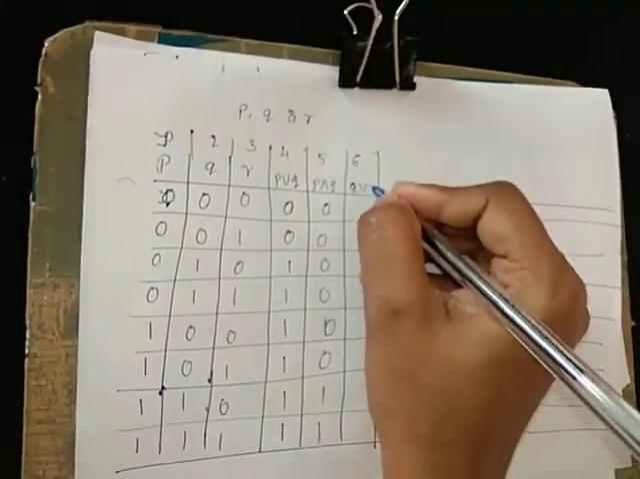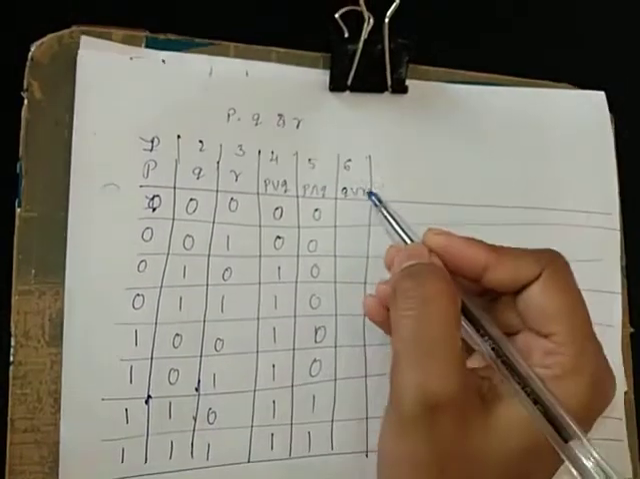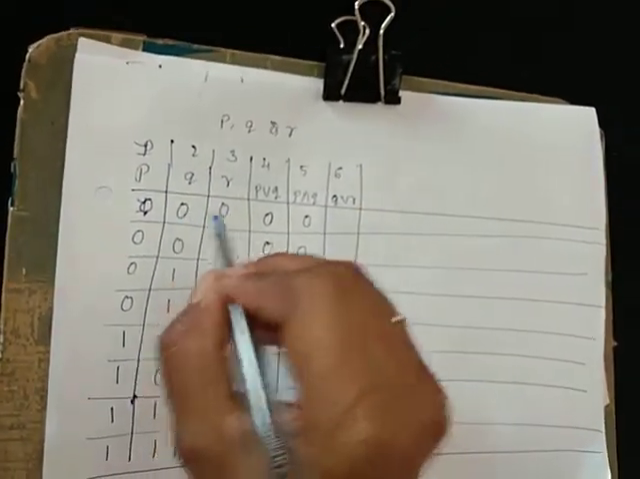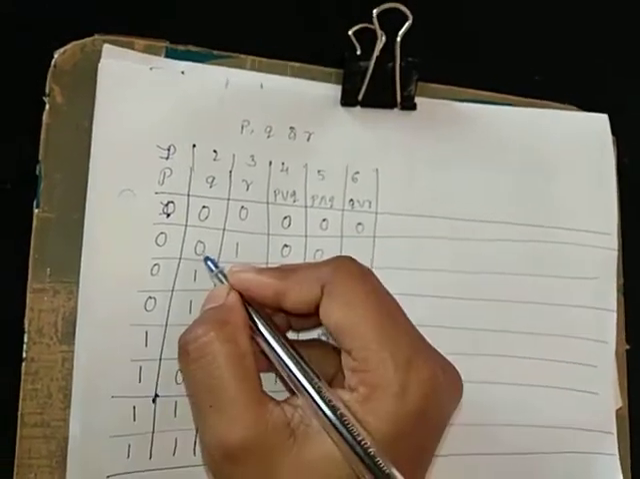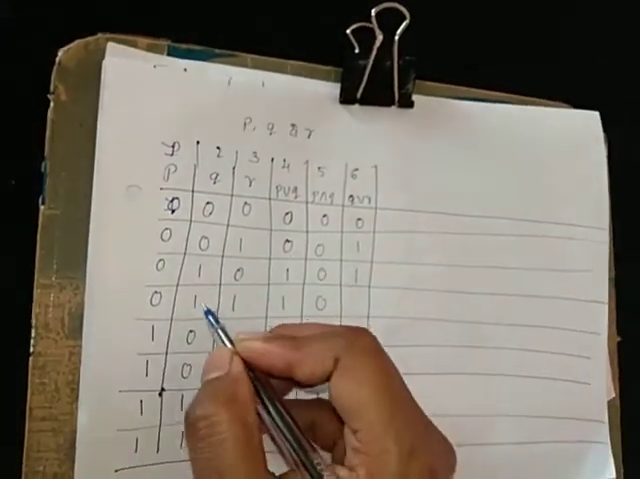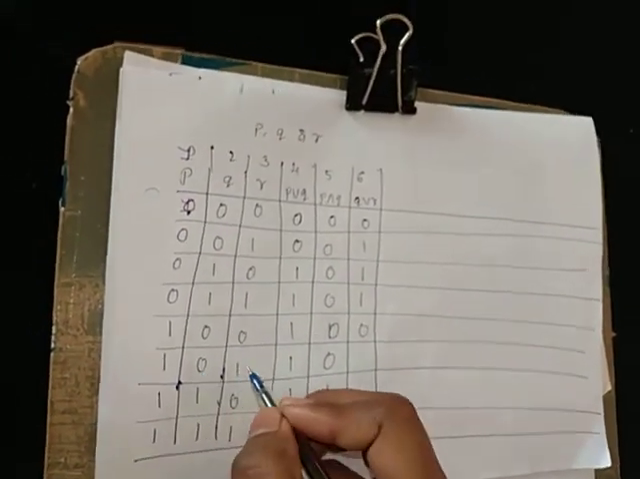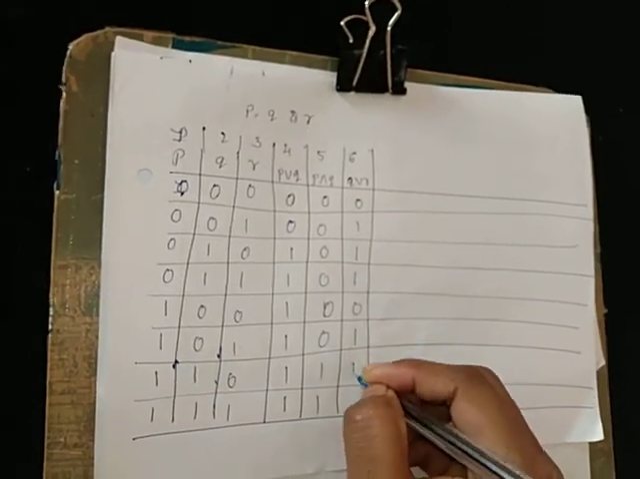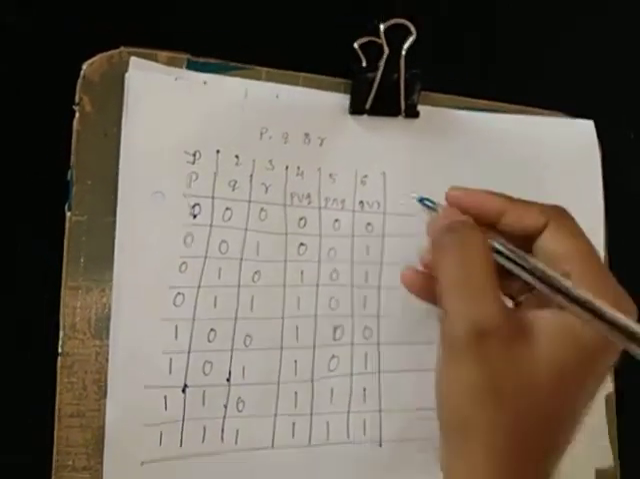Now construct Q or R. Q or R, that is 0 or 0 is 0, 0 or 1 is 1, 1 or 0 is 1, 1 or 1 is 1, 0 or 0 is 0, 0 or 1 is 1, 1 or 0 is 1, 1 or 1 is 1.